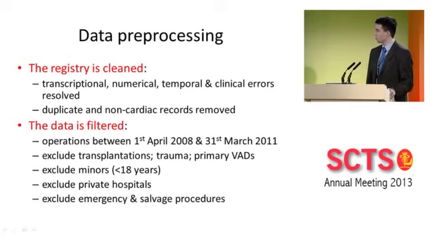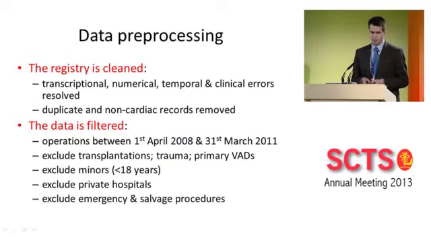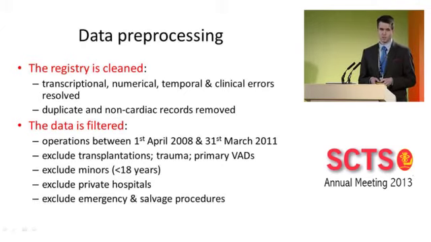The data that we published was for the 3 financial years, running from 2008 to 2011. We excluded a number of procedures based on clinical decisions made by the SCTS: transplants, trauma, primary VADs. We exclude minors, so even someone who's 17 and a half years old would still be excluded. It has to be an adult in the eyes of the law. We exclude private hospitals. That's an entirely separate analysis we run. And as has already been mentioned, we exclude emergency and salvage procedures, as we've shown that they are not well adjusted for with standard risk adjustment models.